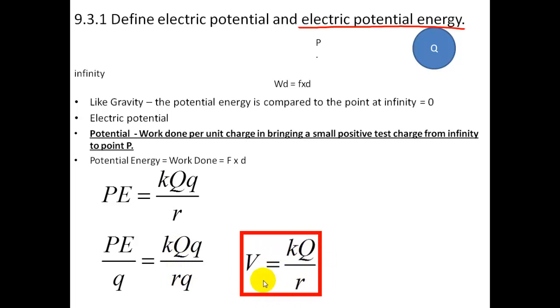So there we have it. This is the potential, and it's kQ over r. And the unit of potential can be joules per coulomb, but it can also be volts, and we're going to get onto that later.